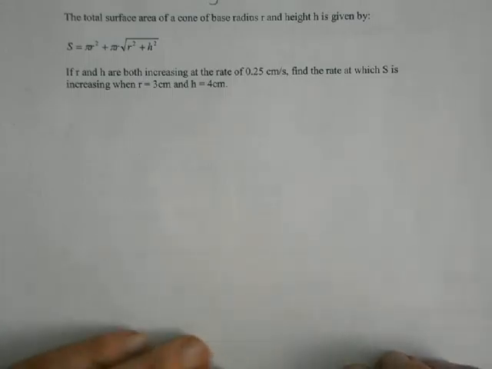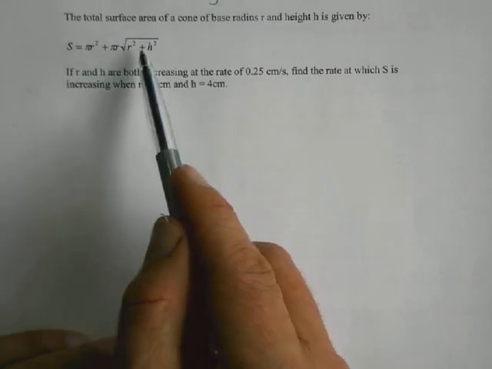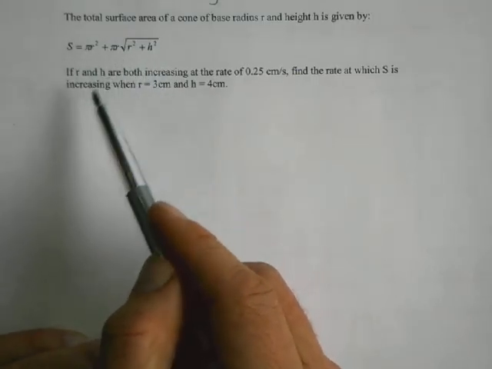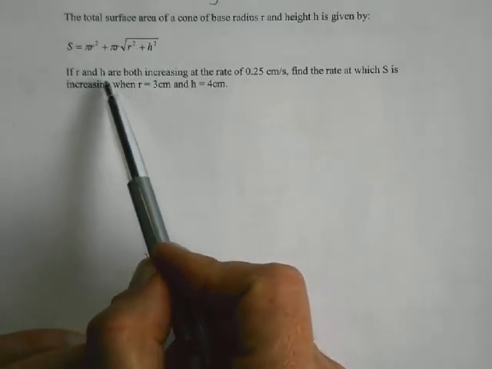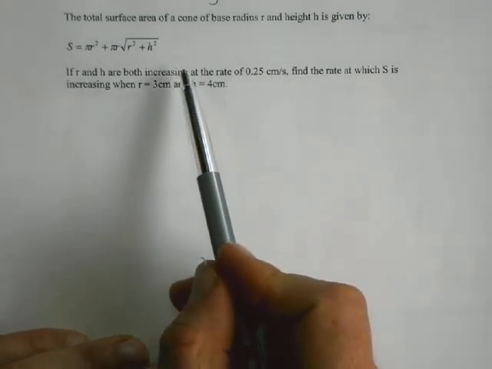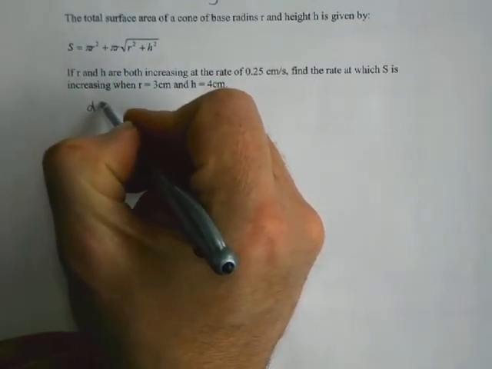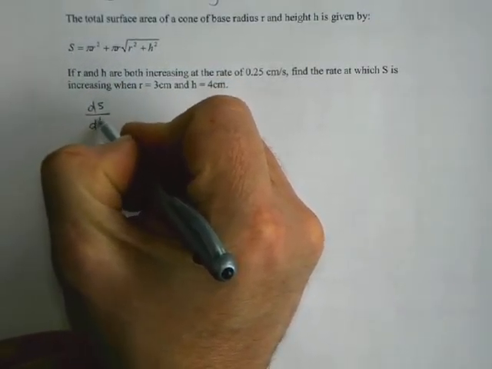And here's another example with a rate of change. So this time we've got the surface area of a cone, again in terms of its radius and its height, and R and H are both increasing, and we're trying to find the rate at which the surface area is increasing. So we're going to have to try to find the rate of change of the surface area.